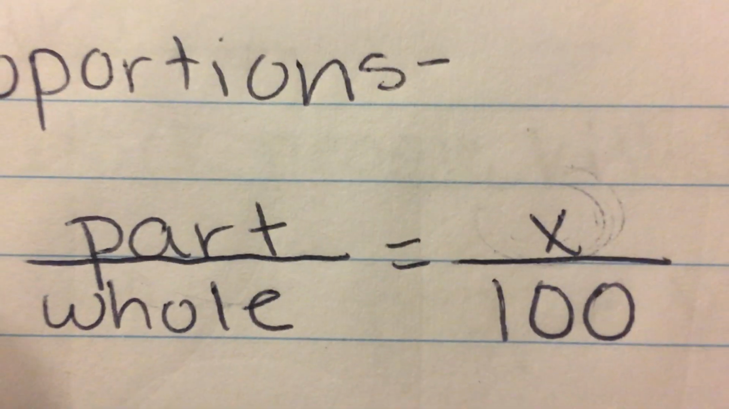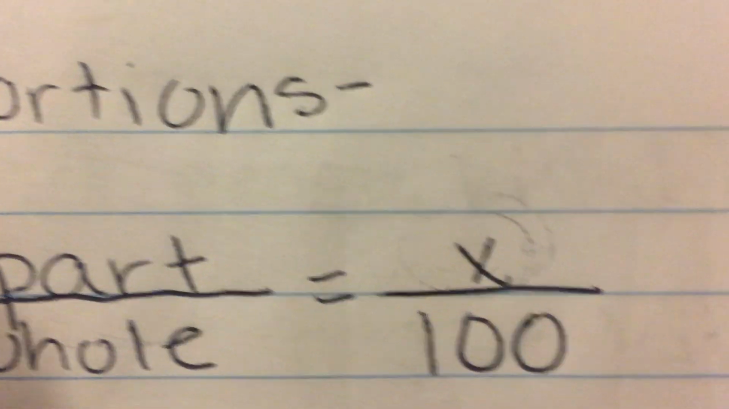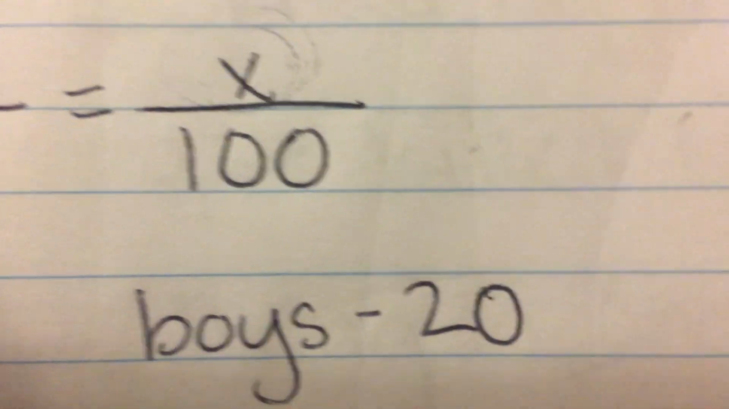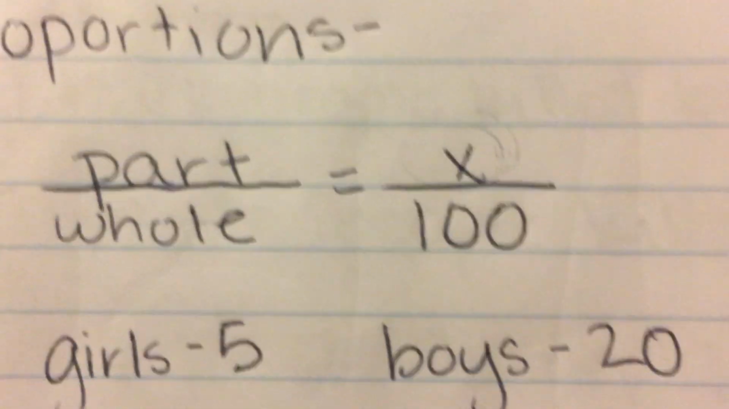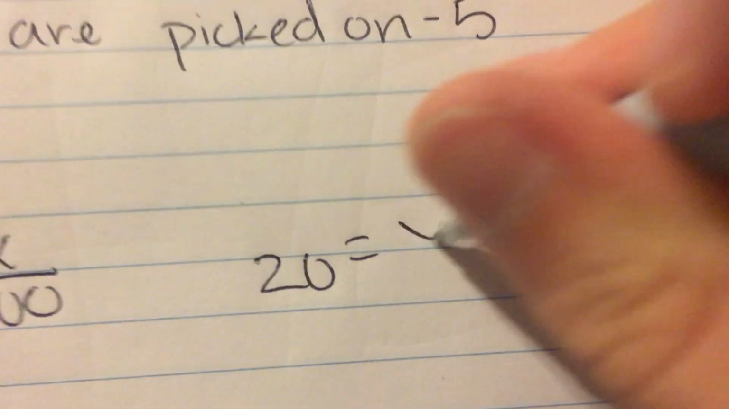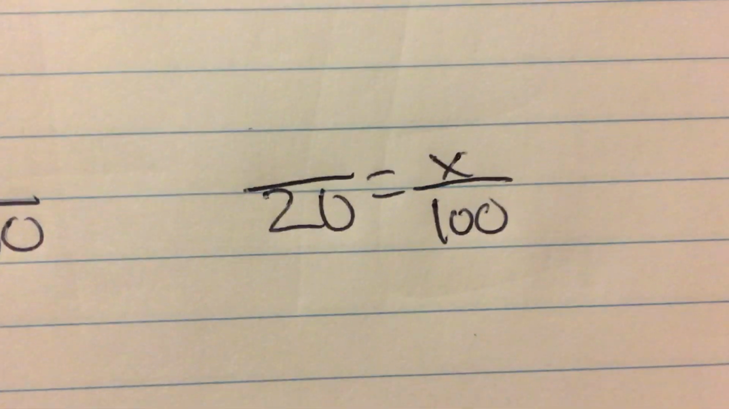So let's do an example with this. Let's say in a classroom there are 5 girls and 20 boys. We're going to call those our wholes. So let's say 5 girls, and we're going to set up the rest of the equation because it never changes. And then 20 boys. And again, this side never changes.